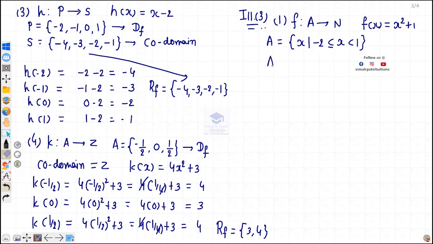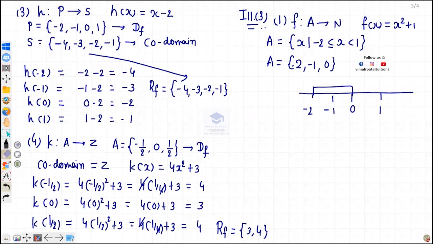Now, suppose x can possess all integer values between minus 2 and 1, and equal to. So minus 2 will come, equal to also, plus 1 will come, so minus 2, minus 1 and 0. That is what it means. Suppose this is the number line: 0, 1, minus 1, minus 2.